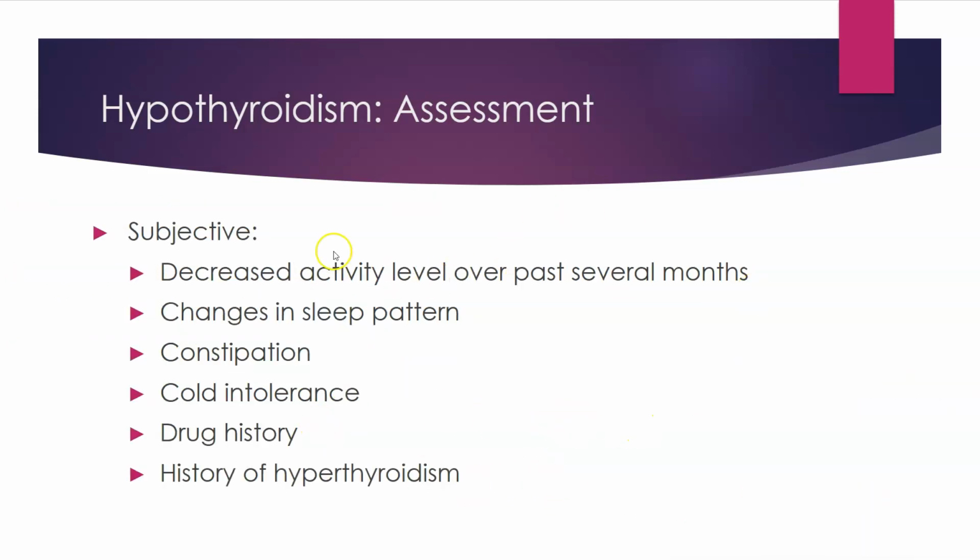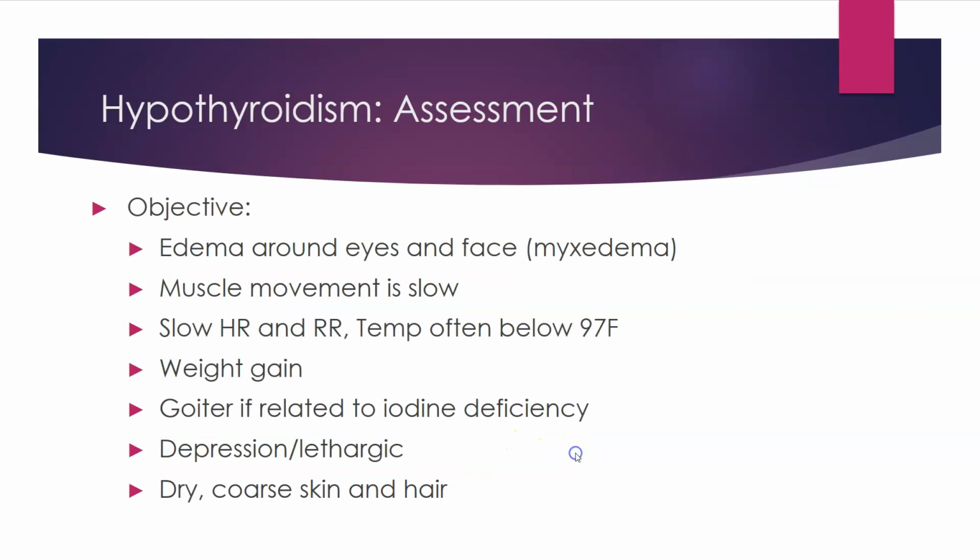So subjectively, they'll say that they are just really tired, they're weak, they want to sleep more. Everything in their body is slowed down, including their GI tract. They don't have the metabolic rates anymore, so they've got a cold intolerance. You can ask them about any history of hyperthyroidism, drug history, surgical history. All those things are appropriate.